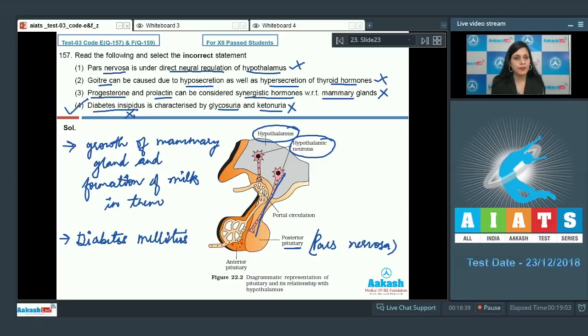and not diabetes insipidus, which is characterized by glycosuria and ketonuria, that is presence of glucose in urine and presence of ketone bodies in urine. On the other hand, diabetes insipidus is caused due to the deficiency of ADH or vasopressin, which is an antidiuretic hormone. So the correct answer to this question is option number 4. Let's discuss our next question.